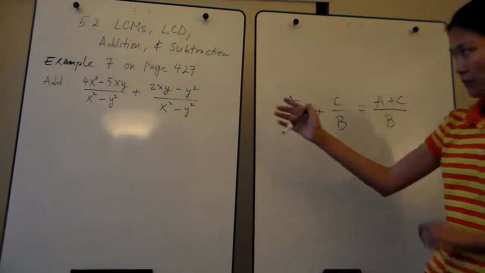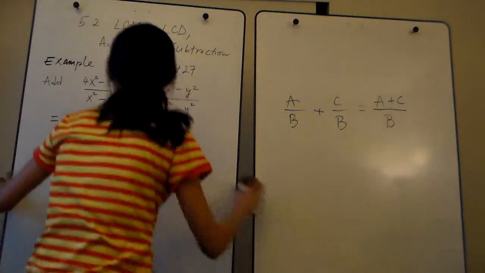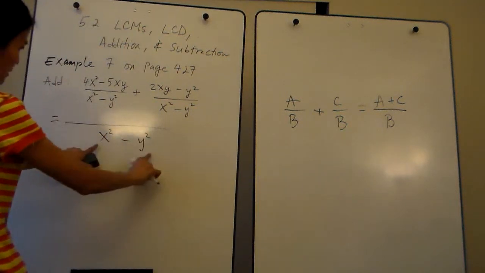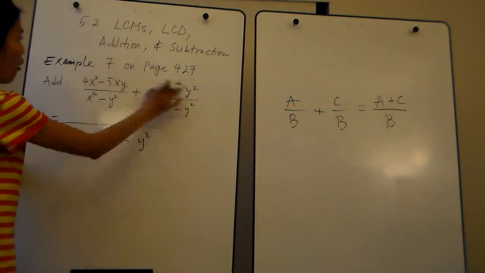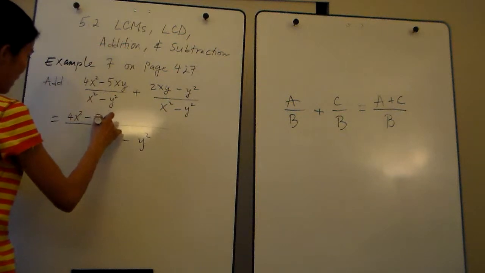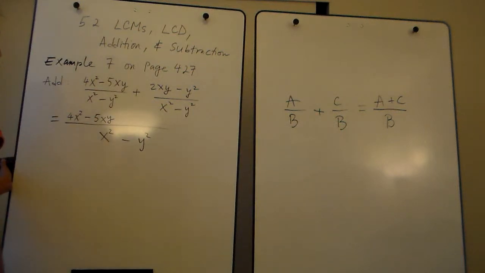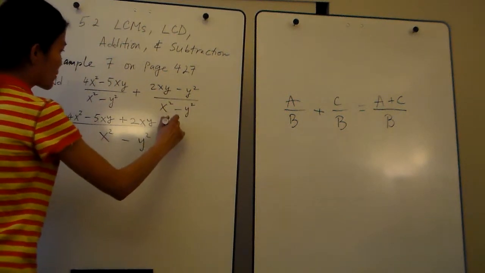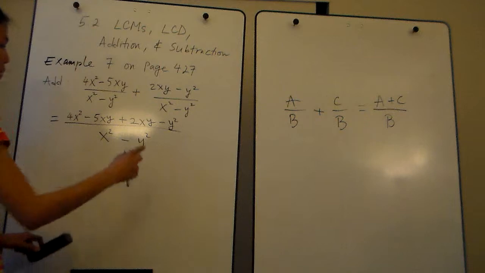Okay, same idea here. We have the same denominator, so I'm just writing the same denominator, and I'm going to add the top. I'm going to add all the numerators from these two fractions. So 4x squared minus 5xy, the numerator of the first fraction, and I will add the numerator of the second fraction, plus 2xy minus y squared. So I'm just combining these two fractions with the same denominator.